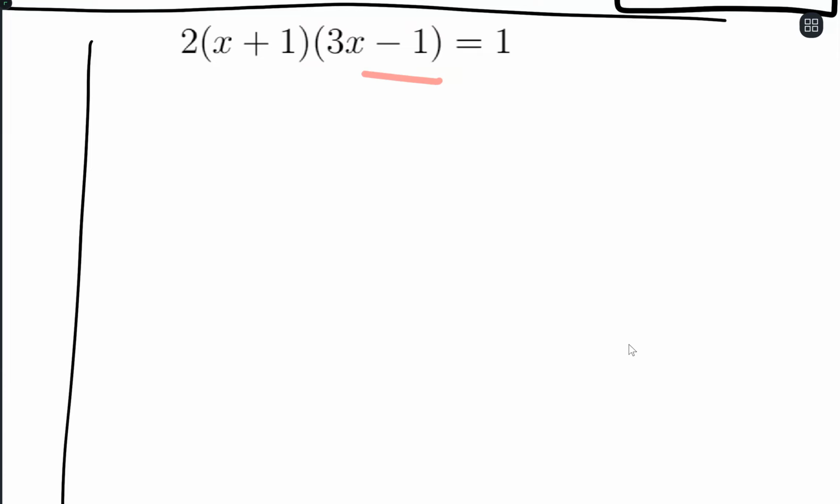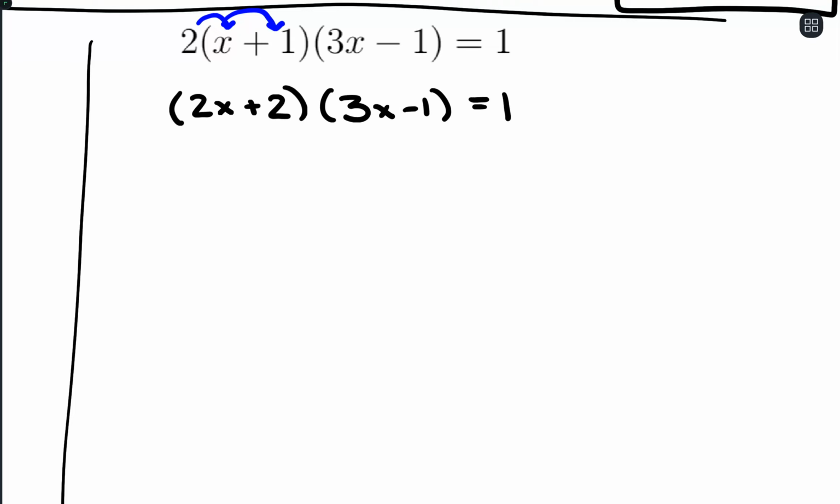So I'm going to start simplifying this left-hand side. The 2, you just distribute into one of the sets of parentheses. So that x plus 1, we're going to have that be 2x plus 2. And then this is still multiplying a 3x minus 1, and then equals 1. And now we're going to FOIL. So we're going to do first, outer, inner, last.